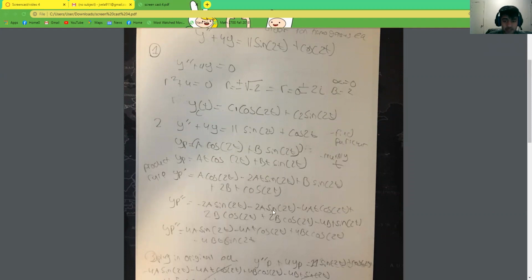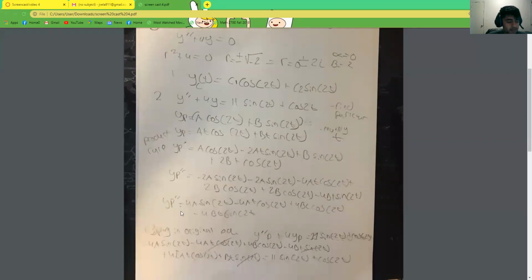And in order to solve for these derivatives, we have to use the product rule. And then over here, terms combined and everything. So that's what I have right here. So now we have to plug this into the original equation.